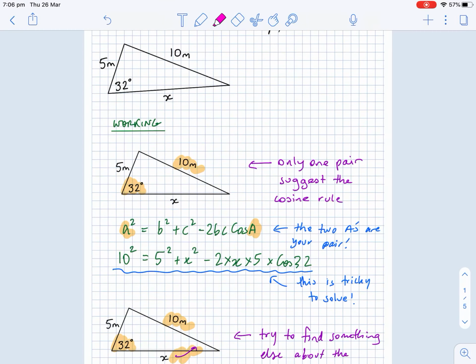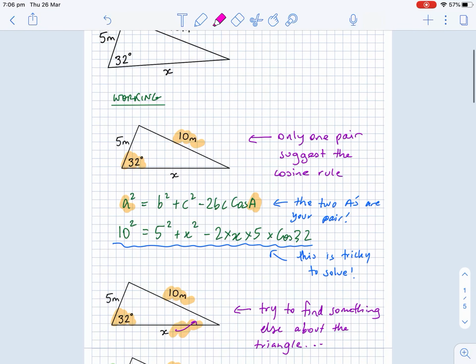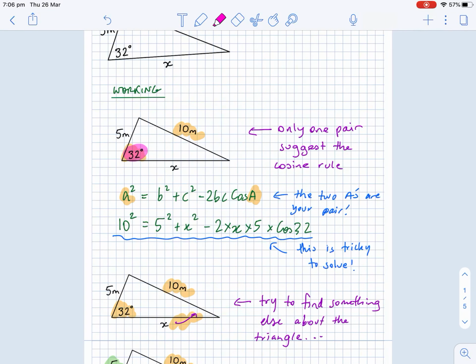So first up, we've only got one pair. So that suggests the cosine rule. If you use the formula, you'll notice your pair is 32 degrees and 10 meters. That has to be your capital A. And if you put that into the formula, you get something like this. So you get that your B and your C are 5 and x, and that goes in for B and C.